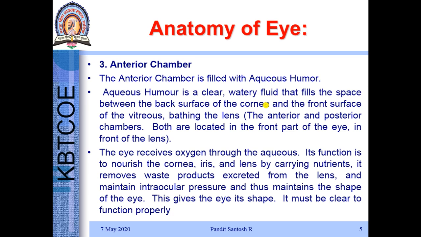Then we have the anterior chamber, that is, the aqueous humor. Aqueous humor is present between the back surface of the cornea and the front surface of the vitreous humor. The eye receives oxygen through aqueous humor. It provides nourishment to the cornea, iris and lens by carrying nutrients. It also removes waste products from the lens. It maintains intraocular pressure and thus plays a very important role in maintaining the shape of the eye.